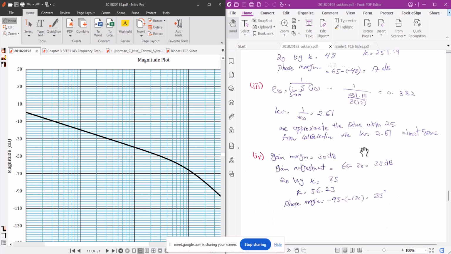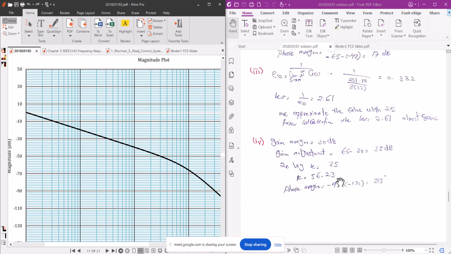So 20 log of K equal to 35, that gives 56.23. So this is the gain which you will need to adjust. You have to adjust that much gain, then you will get the gain margin of 30 dB. And then at this point, for the phase margin, the initial value, that is around 90 or 95, minus 180, that will be 85. So this will be the phase margin at this position.